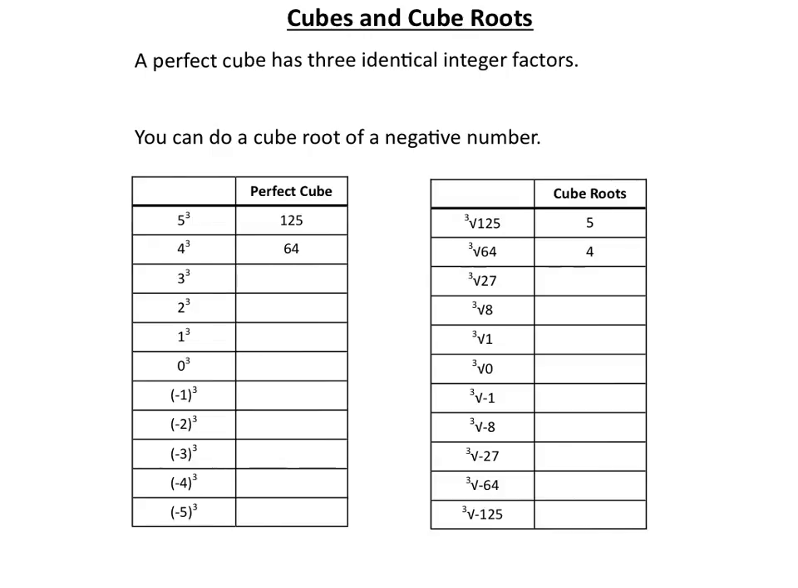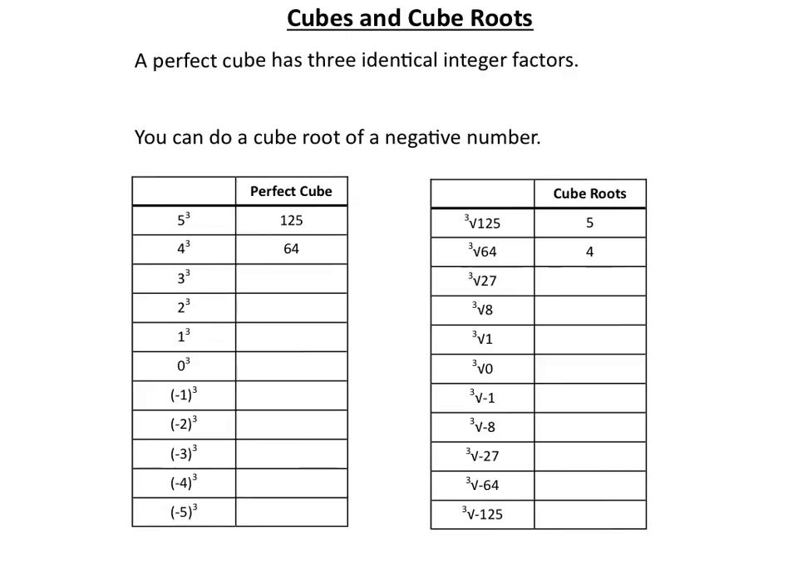Now, a perfect cube means it's going to be 3 numbers that are exactly identical, or 3 integers that are identical. So it's like -1 times -1 times -1, or 5 times 5 times 5. Now in this case, the expectation for y'all is to know between -5 cubed and 5 cubed. If you can have those memorized, things will be a lot easier on you.